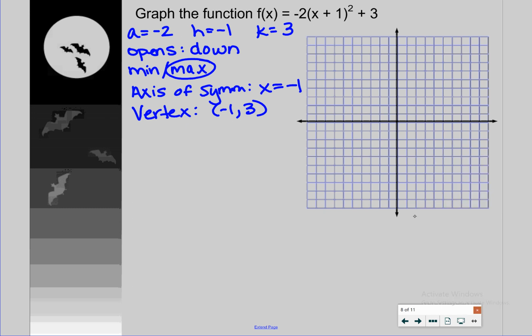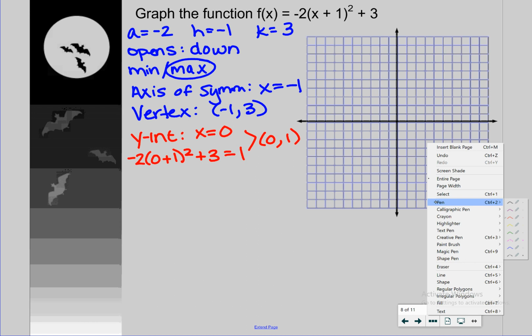Okay, other things we can find that will help us get a graph. You can always, at any point, make a table of values. We know how to do that. Let's find x and y intercepts. This is review. How do I find a y-intercept? 0 for x. Yep. So that would just be -2 times (0 plus 1) squared plus 3. If I plug 0 in, what am I going to get out? 1 squared is 1 times -2 is -2 plus 3 is 1. So I have a y-intercept at (0, 1).